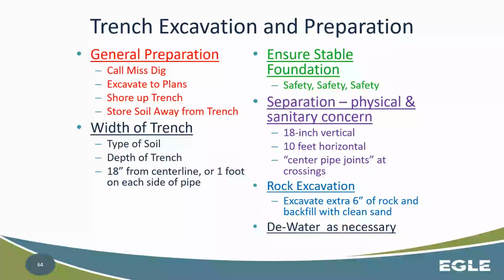Okay. The width of trench, making sure it's adequate to the soil type itself. Making sure you're having proper depth of trench. Maybe there's trench boxes if necessary, depending on the situation. 18 inches from center line or 1 foot on each side of the pipe for that width portion. Again, somewhat dependent on what you're dealing with for soil conditions and things like that. Okay, the other, the right side here, ensure stable foundation.